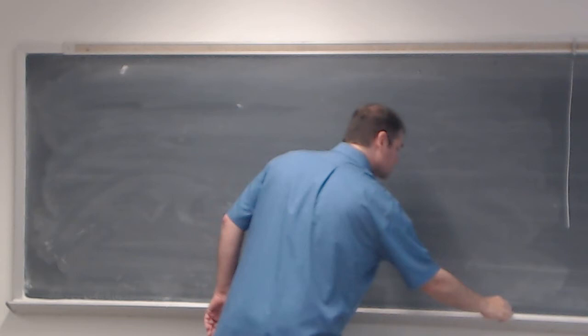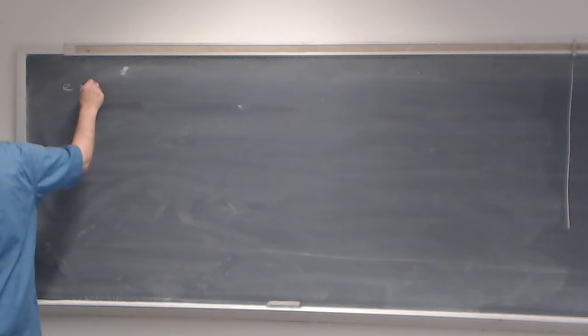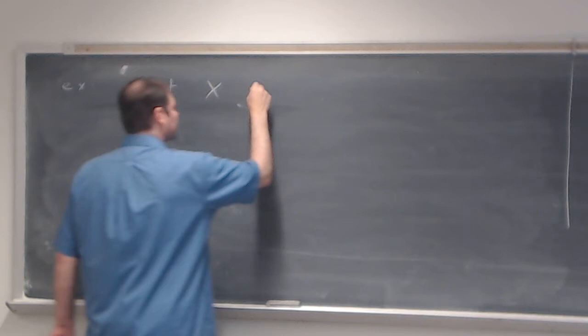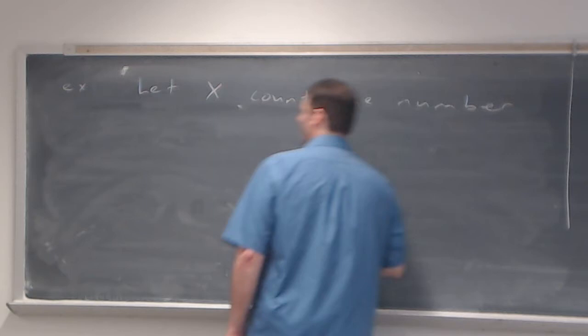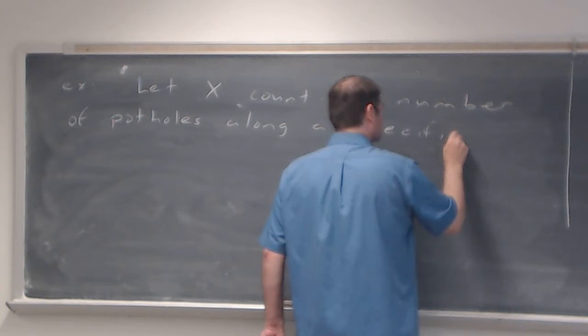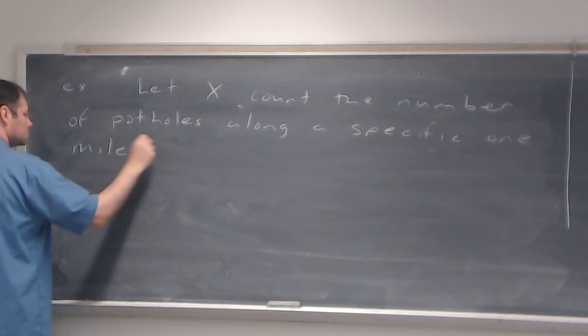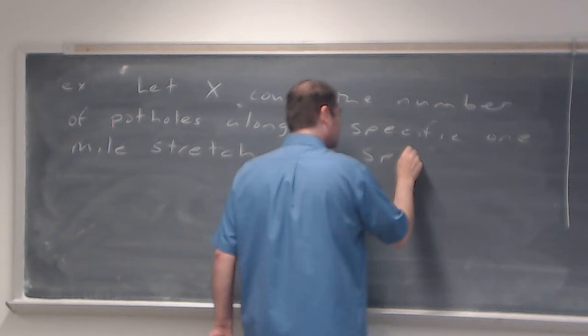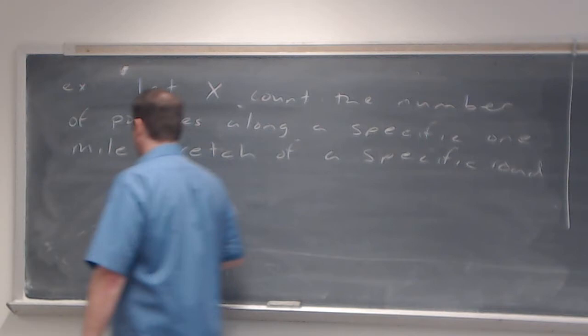So another example of a random variable. We're going to let X count the number of potholes along a specific 1 mile stretch. Then X is a random variable.